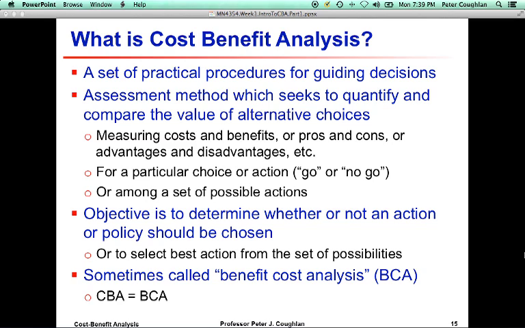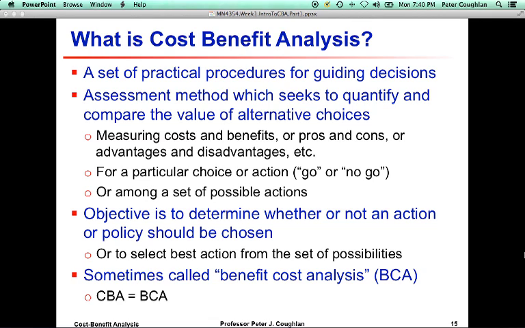And the choice that you're trying to make could either be a yes or no, go or no go. You can have a particular choice or action: should we do this or not? Should we build this? Should we close this base? A yes or no decision. Or it could be that it's not yes or no, it's which of the following three, four, or five options should we choose. So it might be choosing among a set of possible options. And of course, the objective is to decide whether to do it or not, or which one should be chosen.